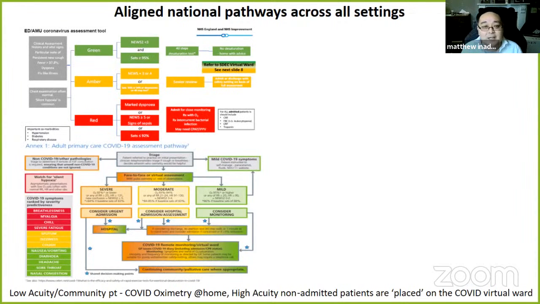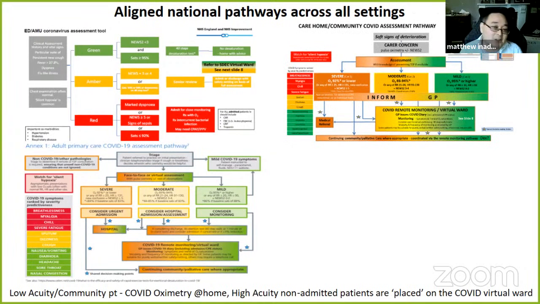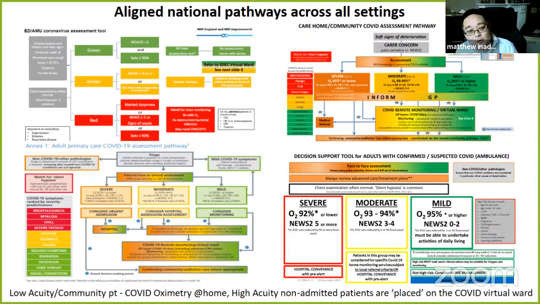In terms of that alignment, we began in the hospital at the emergency department sector and put some lines in the sand based on our evolving evidence around oxygen saturations, exercise tests, and the news score. And then carried that through to exactly the same principles in primary care guidance.